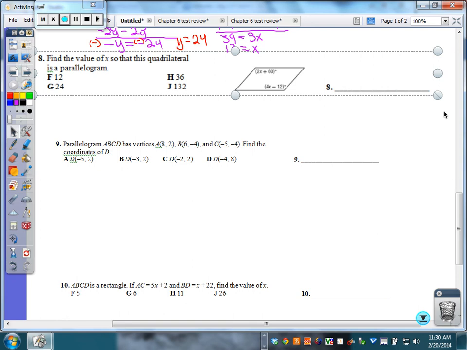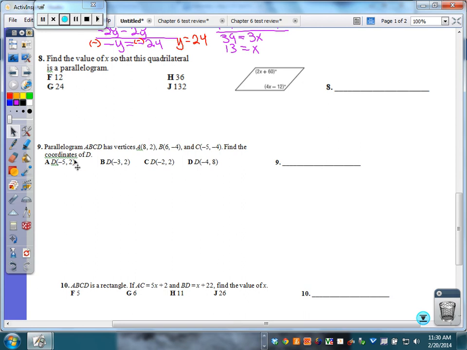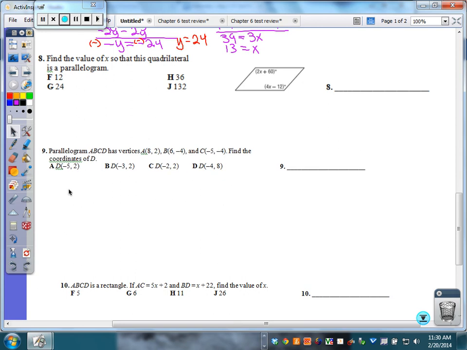All right, so we're finding out what the value of x is that is going to create a parallelogram. So I want to know what value of x I need so that my opposite angles will be congruent to each other, because a parallelogram says that opposite angles are congruent to each other. So then I need to find that value of x.